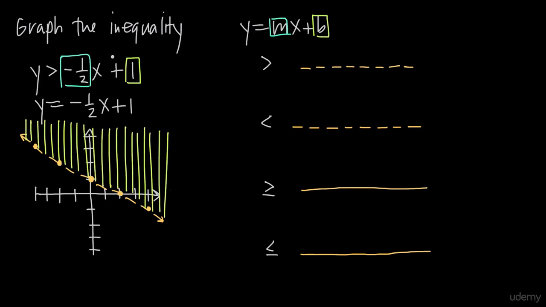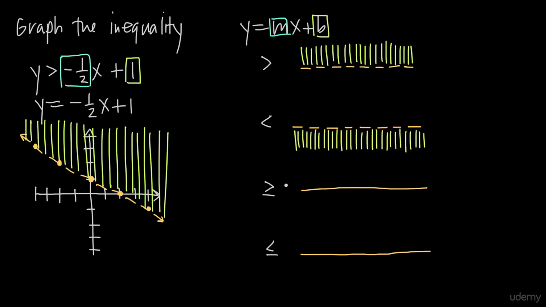This would be the graph of the inequality, and just keep in mind here that if you have a greater than sign like we just did, you'll do a dashed line and you'll shade in the space above it. If you have a less than sign, you'll do a dashed line and shade in the space below it because you're shading in everything that's less than this line.